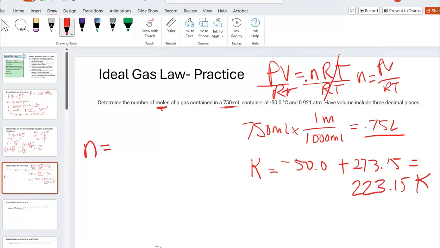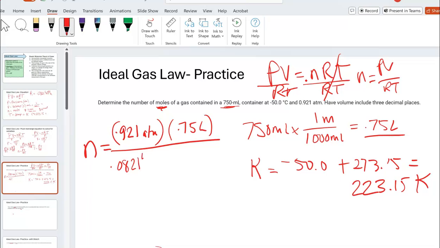So n is equal to pressure. They tell me my pressure is 0.921 atmospheres, multiplied by my volume, which is 0.75 liters, all divided by R, which is 0.0821 liters times atmospheres over moles times Kelvin. That's my ideal gas constant. And then, of course, my last is my temperature, which is 223.15 Kelvin.